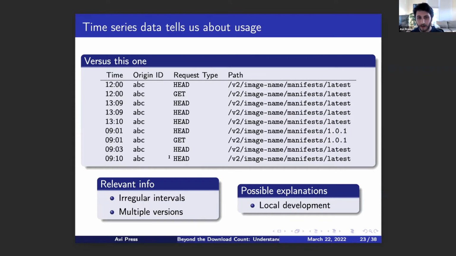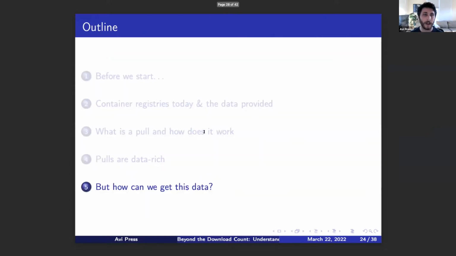So the relevant info here, these intervals are very irregular. They're fetching multiple versions and then switching between them. And so if we were going to try to guess what's going on here, this is probably just someone developing locally against your container. Could be other things, but that's the most likely explanation for what's going on here.